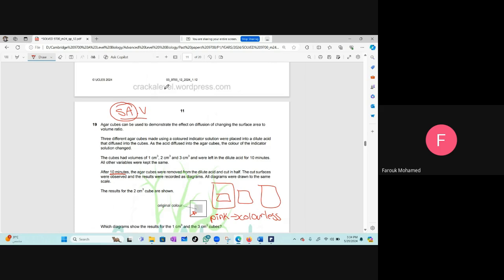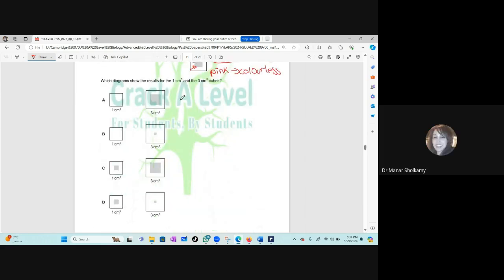Which number is this? Which one had the largest surface area? The 1, or the 3? The three. No, you're wrong, Farouk. The 3 centimeter cube is the larger volume. So this means high volume and low surface area. And the 1 centimeter cube is also the volume.